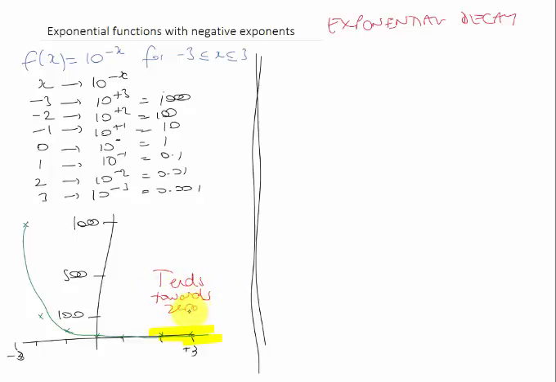Here, the larger x gets, the smaller the function gets. So it tends towards 0 but never reaches it.